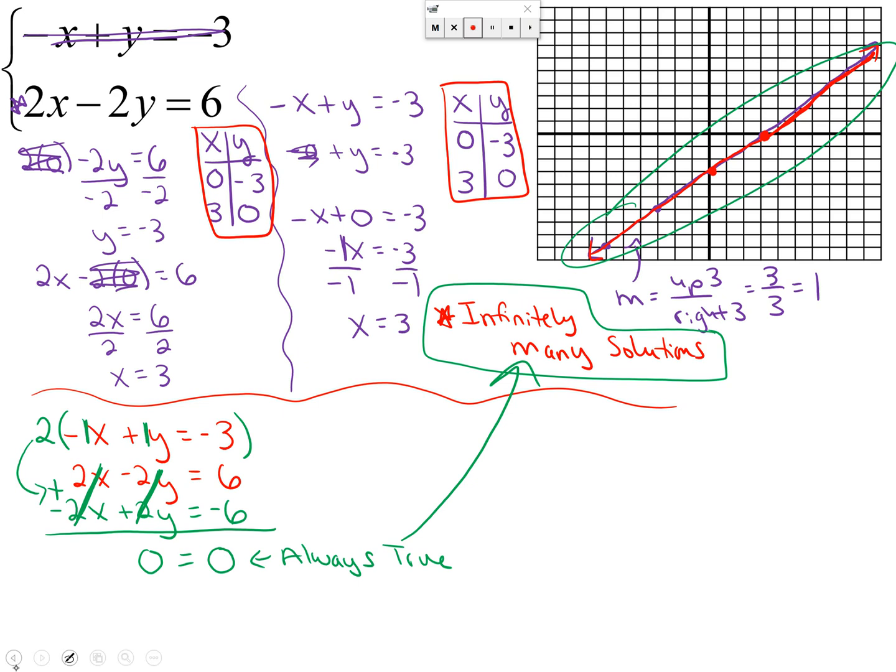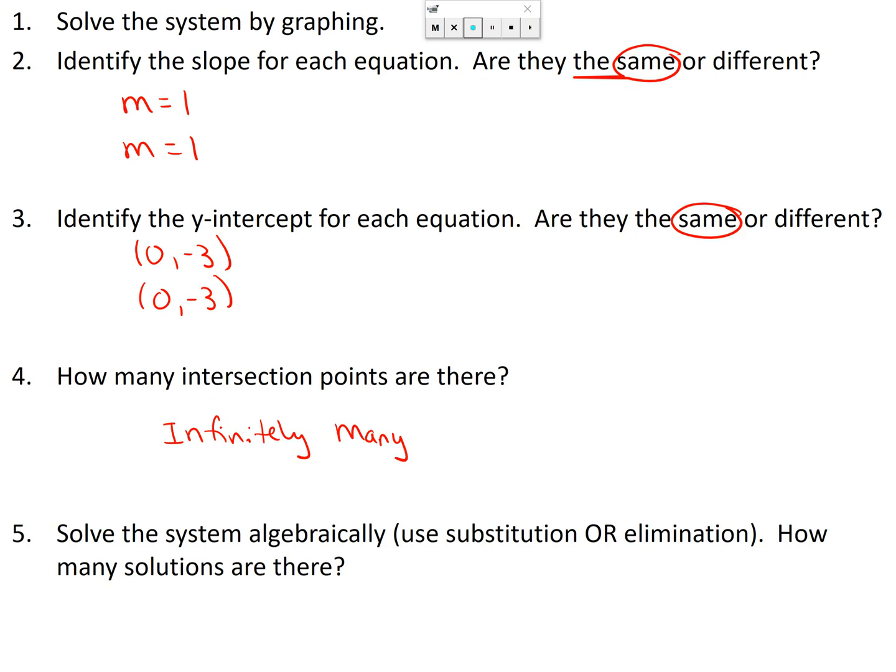So when we solved the system, we chose elimination. X and y were on the same side. I only had to multiply one equation to get my opposites. How many solutions? We had infinitely many solutions. We got the same line right on top of itself, or the two equations are the exact same. They looked a little different to start, but once we multiplied by 2, everything eliminated. We had the same equation twice.